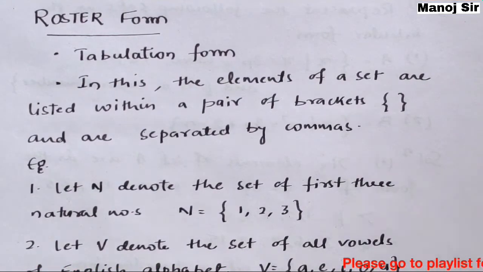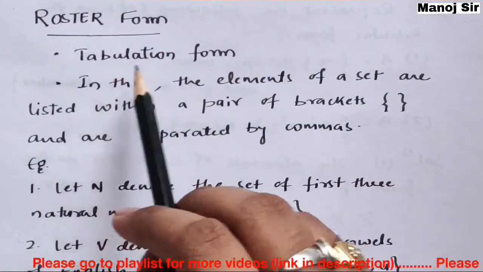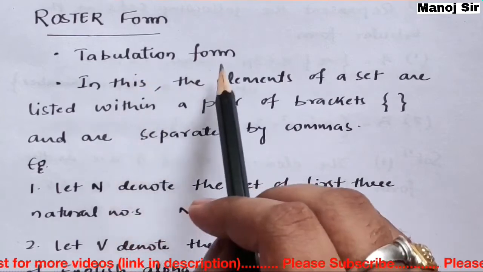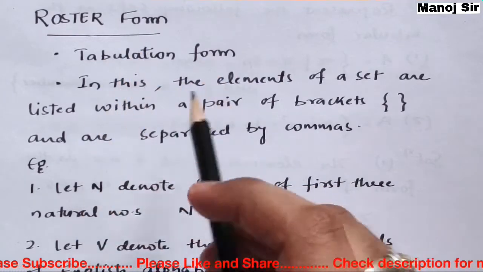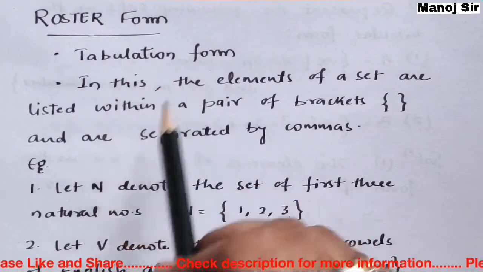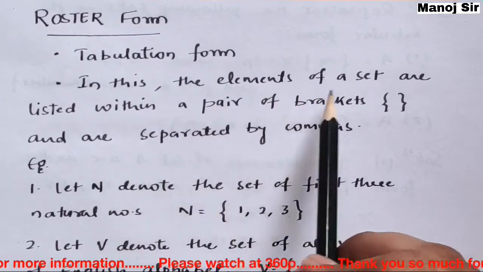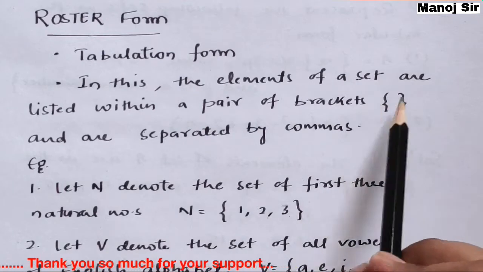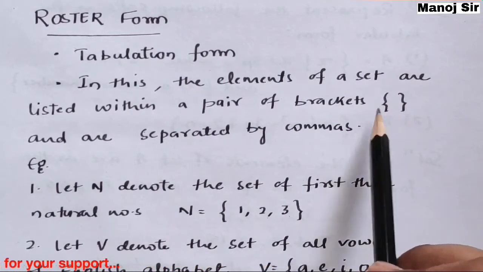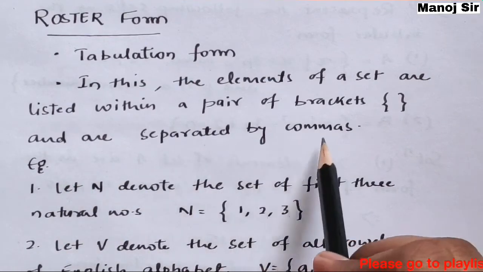So let us start. What is a roster form? This roster form is also known as tabulation form, or in other words, tabular form. In this, the elements of a set are listed within a pair of brackets. These brackets are braces, or curly brackets, and the elements are separated by commas.